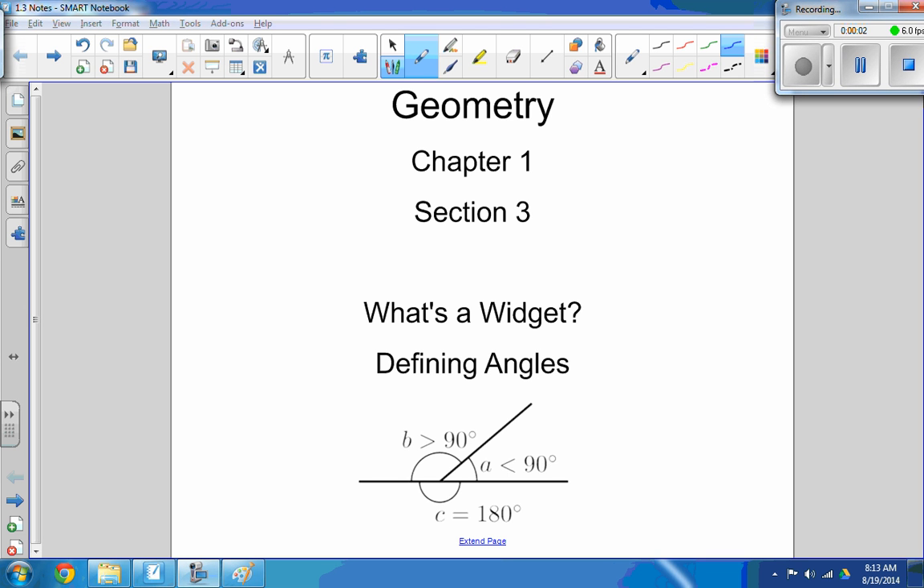Geometry, Chapter 1, Section 3. What's a widget and defining angles. Now, the book goes through some stuff about widgets. We're actually going to be skipping the widget material and focusing on defining angles.